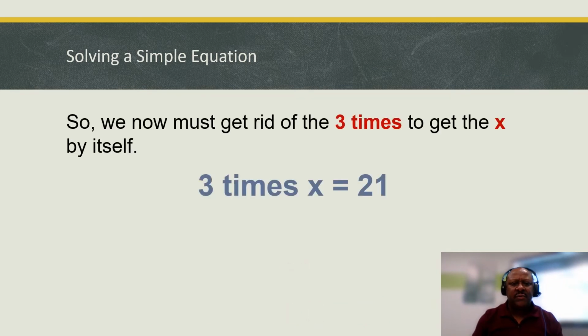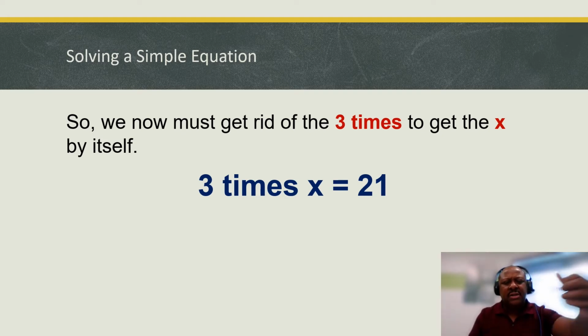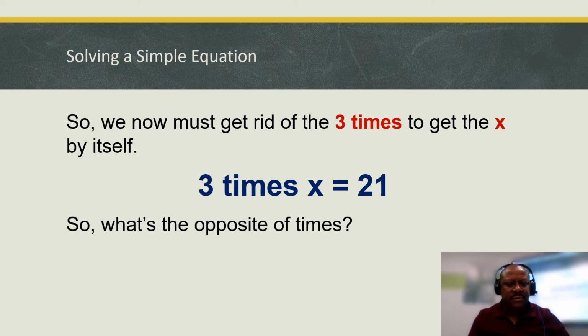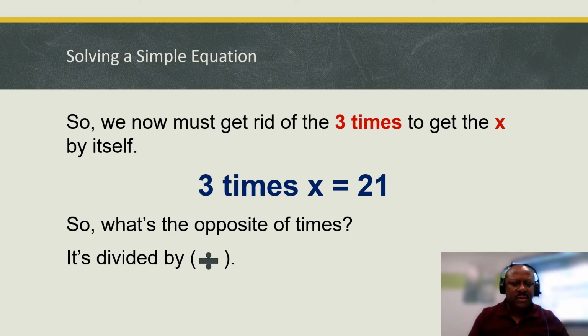Now, the next thing we must do is get rid of that 3 times x on this left side to get the x by itself. So how do we do that? What is the opposite of 3 times? The opposite of times is divide, so we're going to divide by 3. So let's show you how to do that.